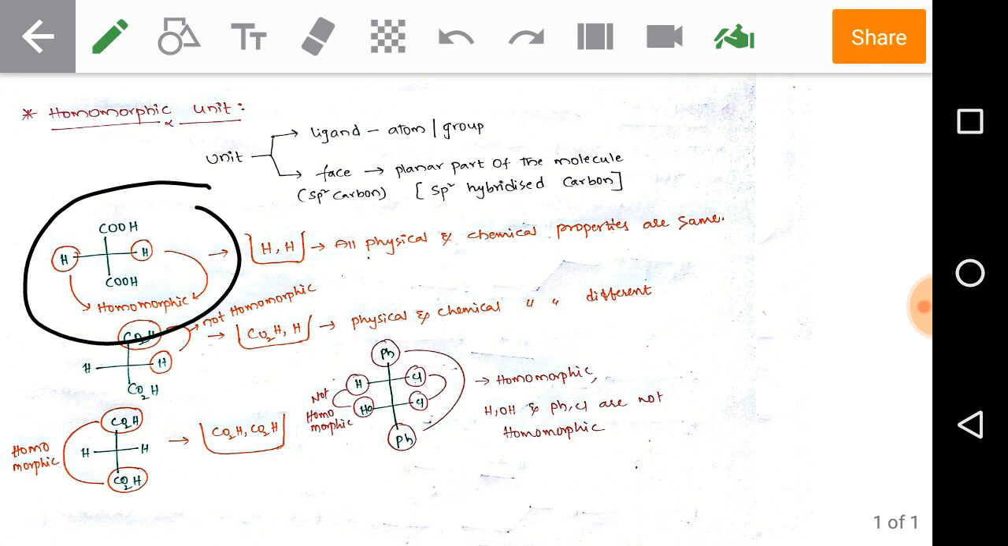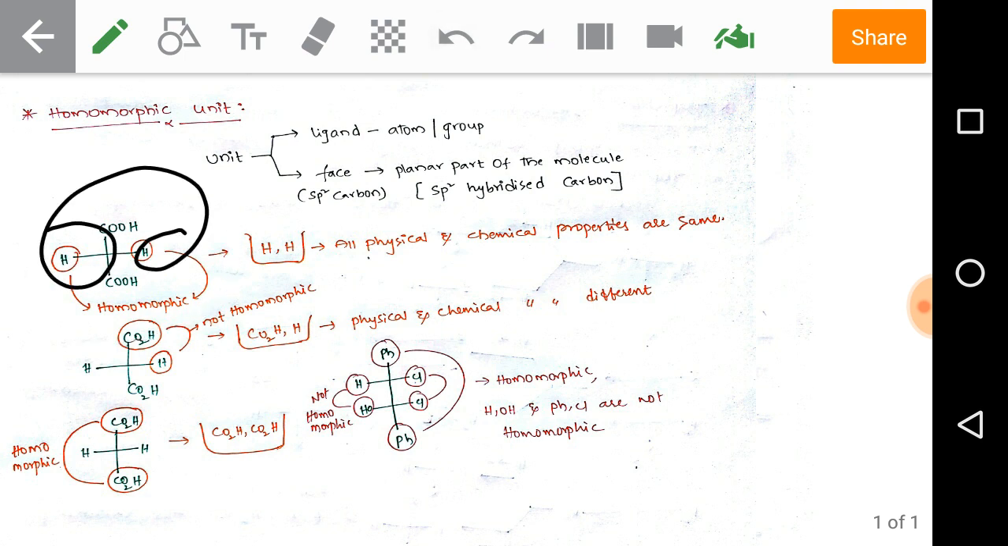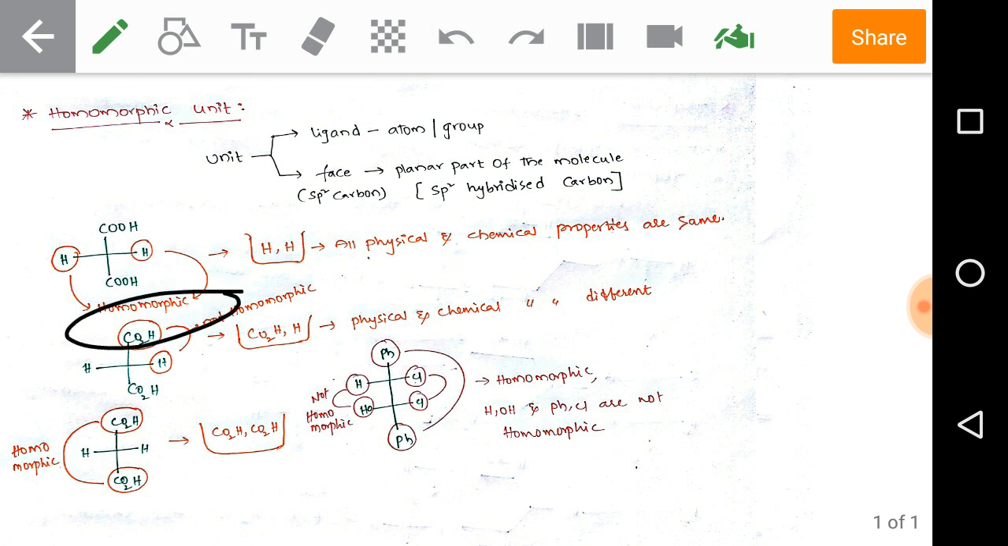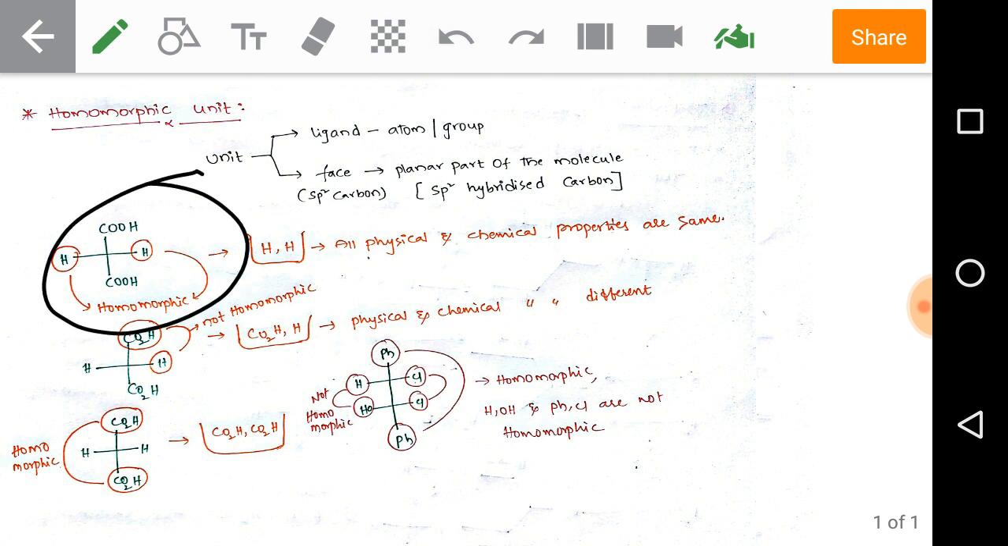If we observe the two hydrogens on the horizontal line, we call them homomorphic because the two hydrogens have the same physical and chemical properties. Hence, we consider them as homomorphic in this molecule.